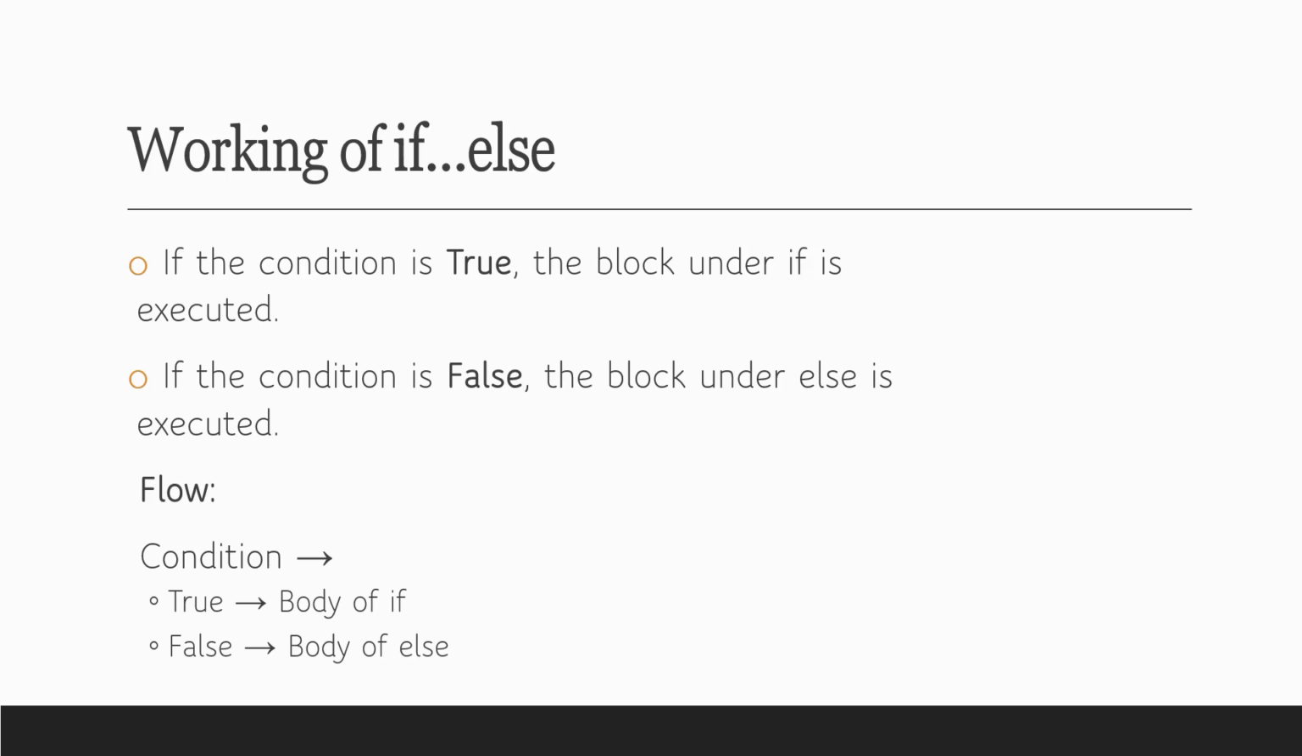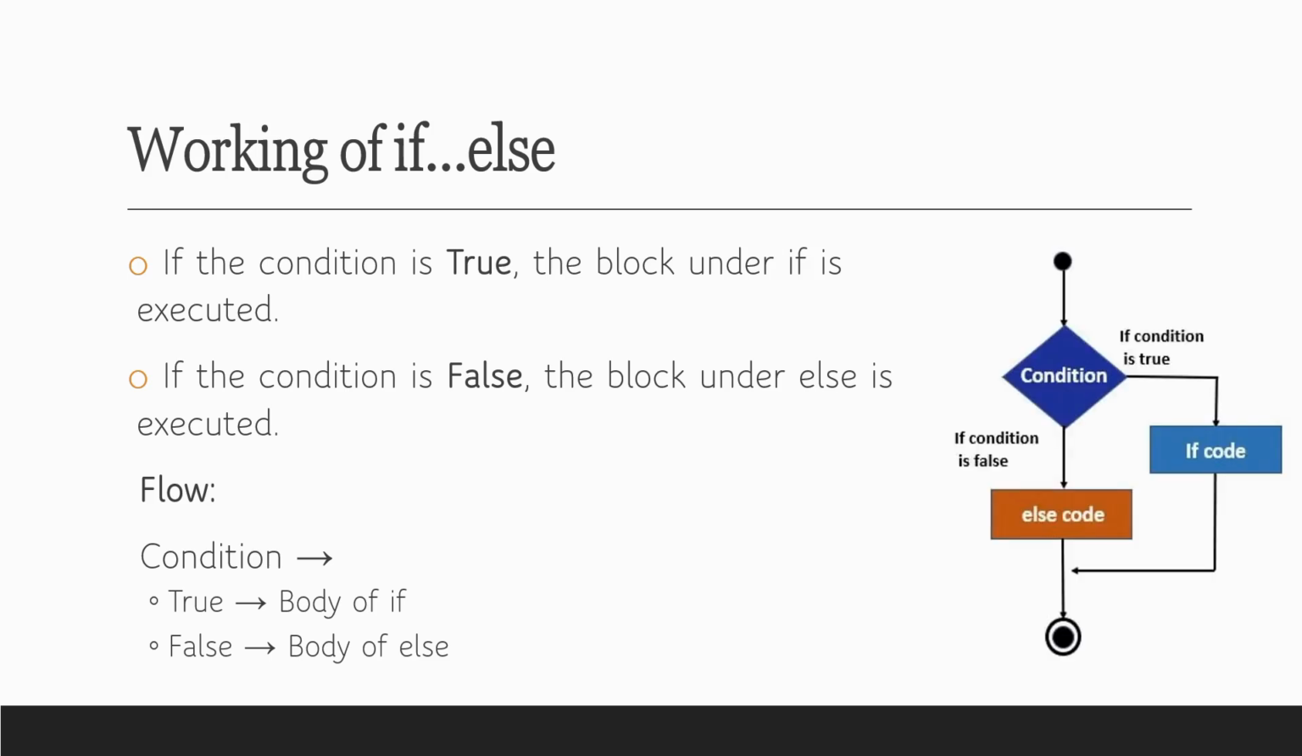Now let us understand the flow. First, the condition is checked. If the condition is true, the body of the if statement runs. If the condition is false, the body of the else statement runs. After executing the appropriate block, the program continues with the next statements.